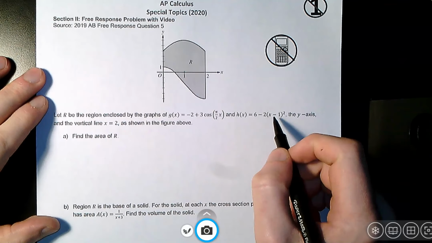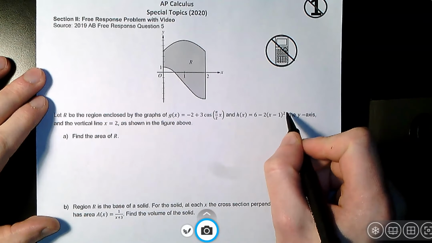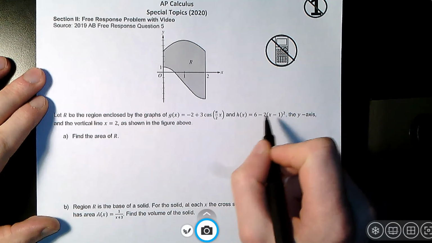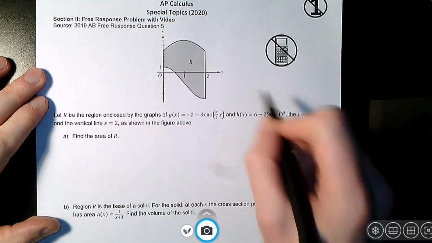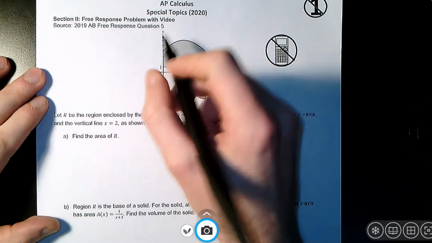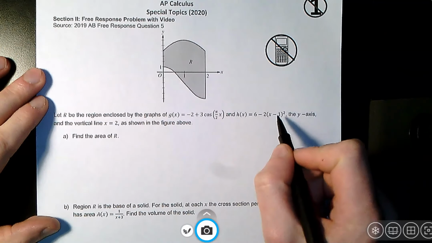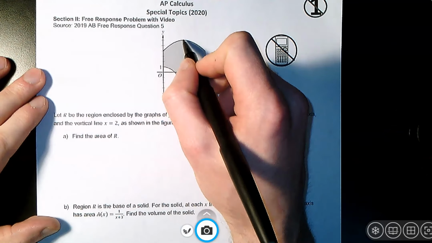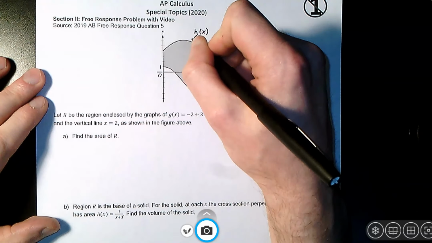Looking at this, I first realize h of x is a quadratic, x is being squared right here, and it's in vertex form. Even if I didn't know that it was in vertex form, I could still see it's got a negative right here, so it's a downward opening parabola. This looks like a downward opening parabola right here, and indeed it is, with the vertex at 1, 6 right there. So I've got h of x right here.